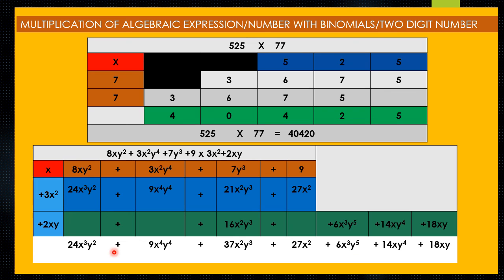Now we have got the answer: 24x cube y square plus 9x4y4 plus 37x square y cube plus 27x square plus 6x cube y5 plus 14xy4 plus 18xy. So this is the answer. Here I have told you the multiplication of algebraic expression of monomial as well as binomial.